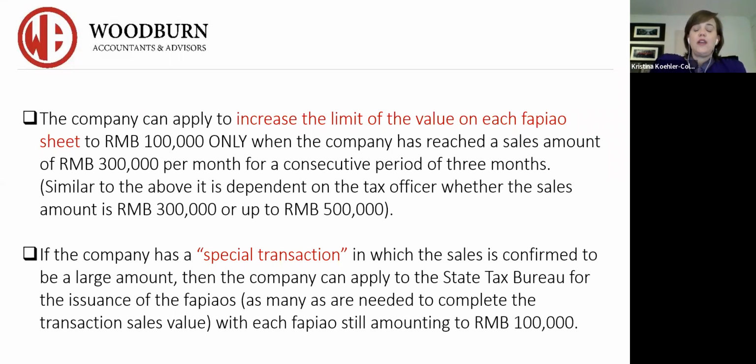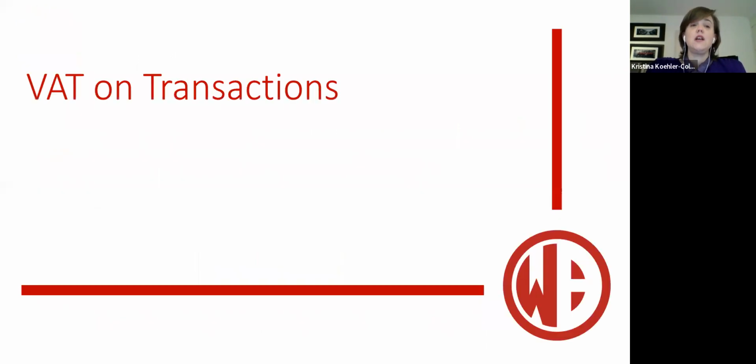Now, if you have a special transaction that comes out of the blue, it's an abnormality, it's for a very large amount, you can go to your tax officer to apply for a special transactional situation, for the Fapiaos that amount to that contract. This is why I say it's very important to have very good communication with your tax officer, so that he can understand what type of transactions are running through the company, what the value of those transactions is, so that he can help you to get the right level of Fapiaos that you need to be able to purchase the right amount of booklets.